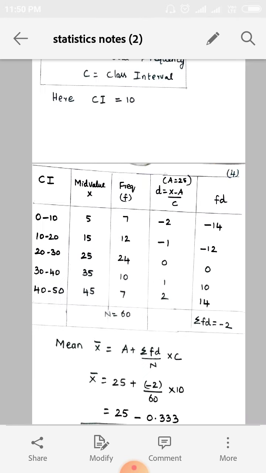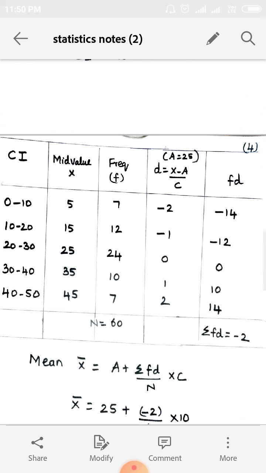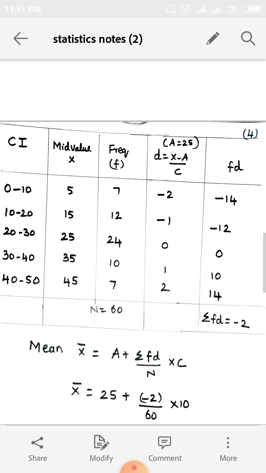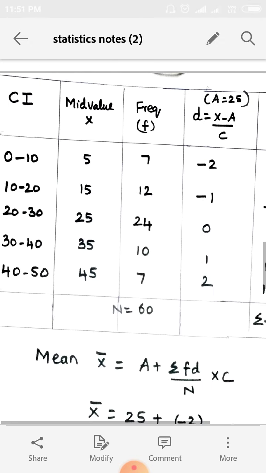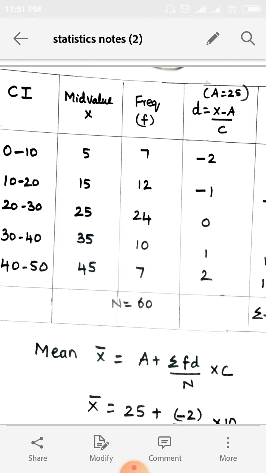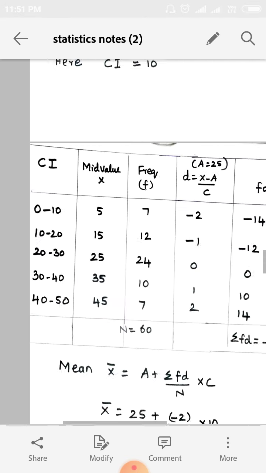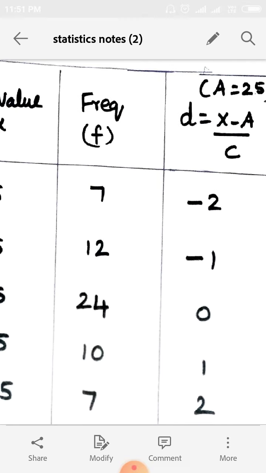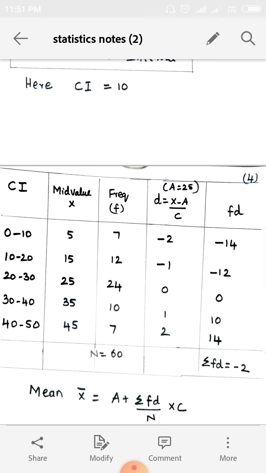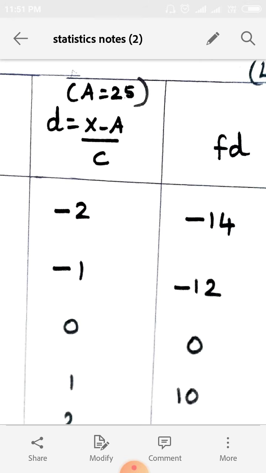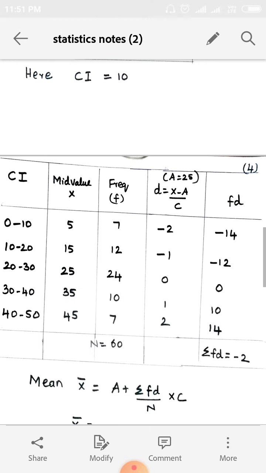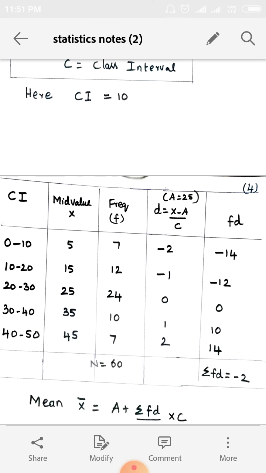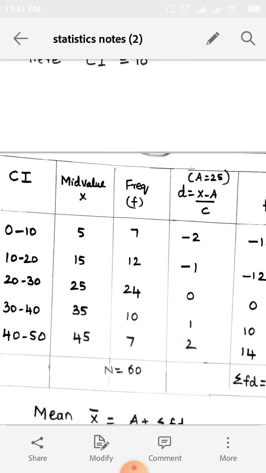Now you have to form the table. First write the class intervals. The first column is class interval, Ci is nothing but class interval. The second one is mid value. Mid value is denoted as x. The next column is frequency, denoted as f. The next column is d. The formula for d is x minus a by c. And the next column is f into d. First write the class intervals 0 to 10, 10 to 20, 20 to 30, 30 to 40, 40 to 50. Next you have to write the mid value x.